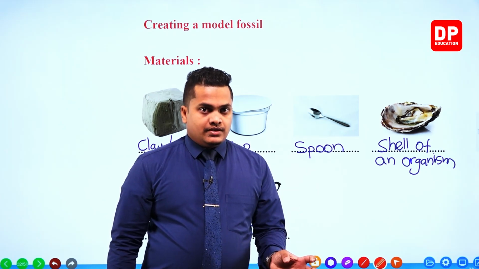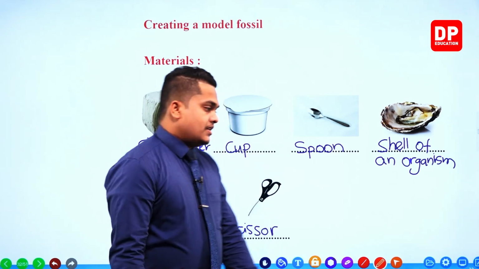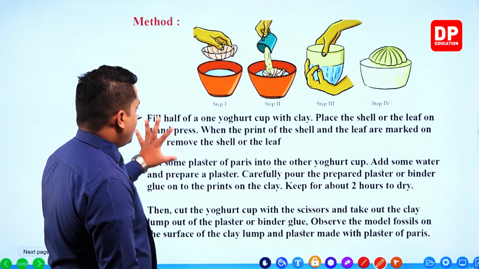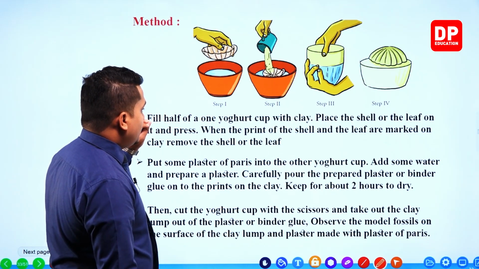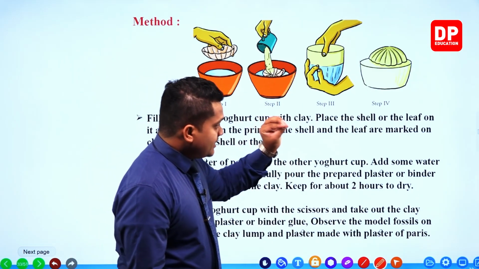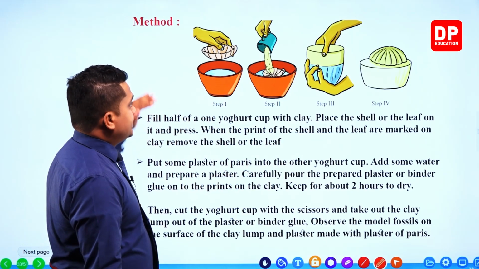Now let's observe the method of creating a fossil. There are several steps given, my dear children. It's very easy. Let's see. Fill half of a yogurt cup with clay. Place the shell or the leaf on it and press. When the print of the shell and the leaf are marked on the clay, remove the shell or the leaf. First of all, you have to fill half of the yogurt cup or the cup with clay or plaster of Paris. Then place the shell or the leaf on it and press.